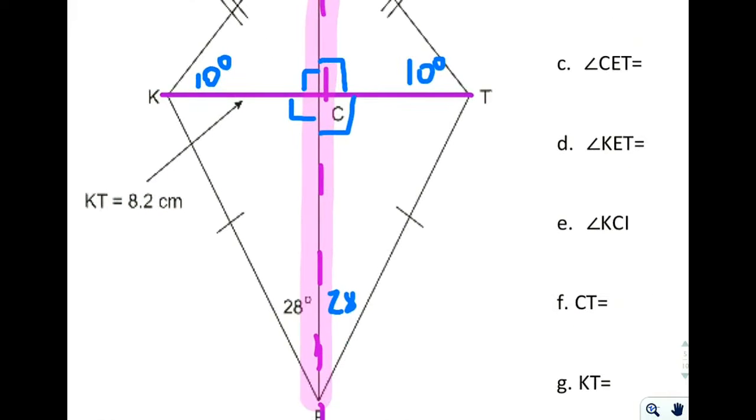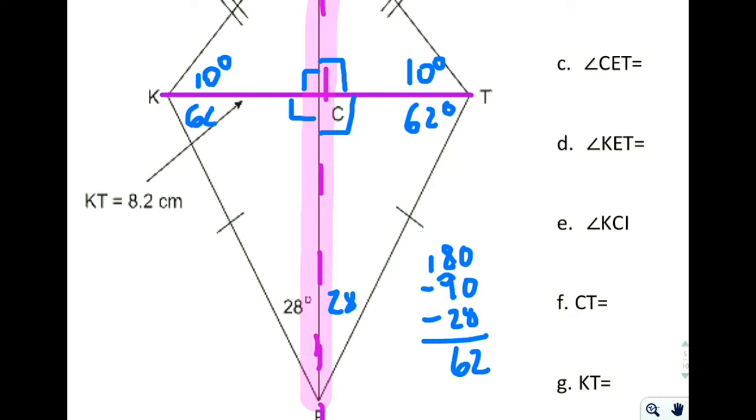And so if we have a 28 down here, we have 180 minus 90, which is 90, minus another 28. And when we take that away, we get 62 degrees. So that leaves us 62 up here. Good old symmetry leaves us with another 62 degrees.